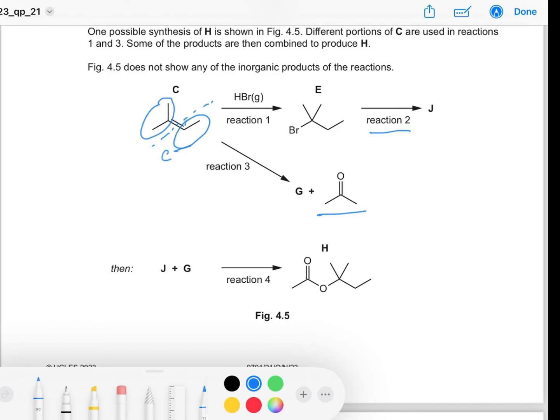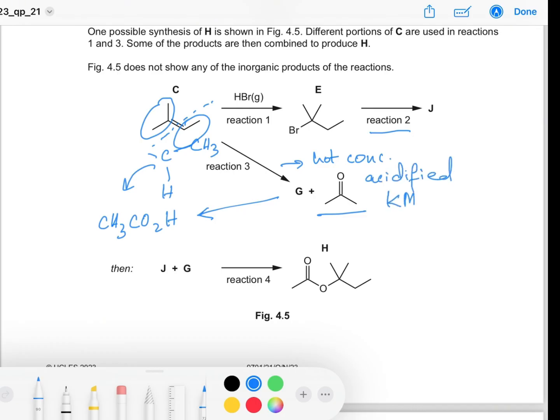And then this part of the alkene, where you have a carbon atom that's bonded to an alkyl group and a hydrogen atom, will be converted to carboxylic acid. In this case, it will be ethanoic acid, since you have two carbon atoms. So G is ethanoic acid. And for this reaction, you will need hot concentrated acidified potassium manganate.